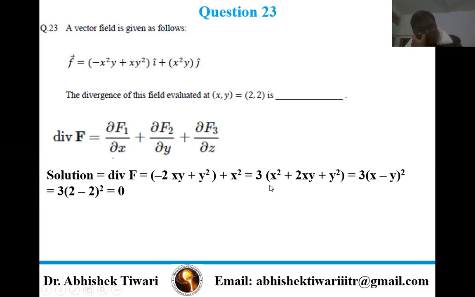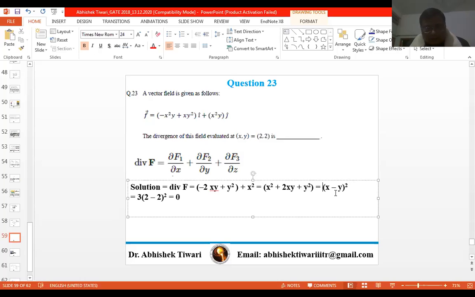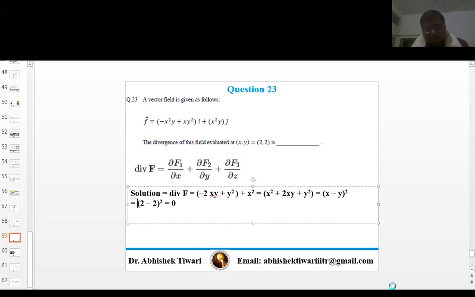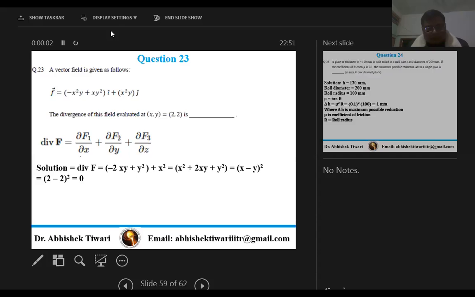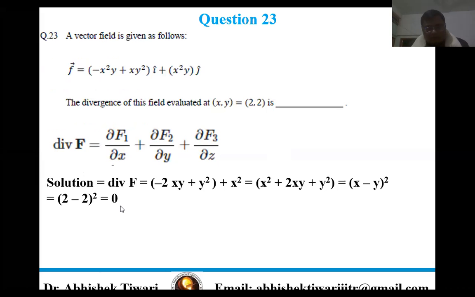This will be equal to... sorry, this, just a second. So this is x square plus 2xy plus y square, and this is equal to x minus y whole square, and this will be equal to 2 minus 2 whole square, which is equal to 0. So the correct answer is 0.